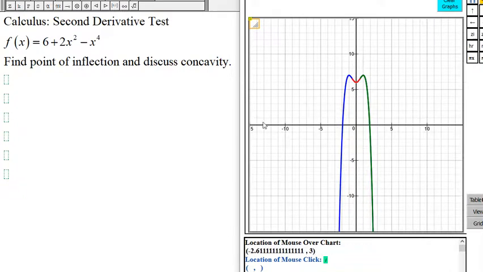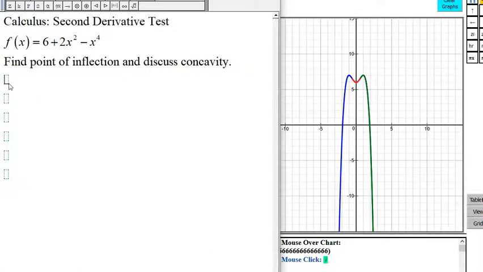And so it looks like from the left side all the way up to about negative 0.5, that's where the blue part is, the graph concaves down. And then from negative 0.5 to positive 0.5, we say that the graph concaves up. And then from 0.5 to the right side, the graph concaves down. So let's write that down.